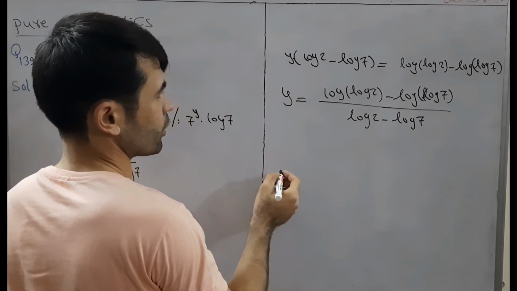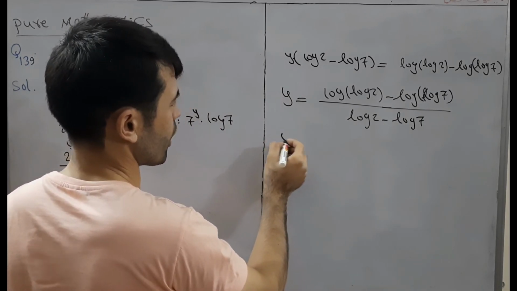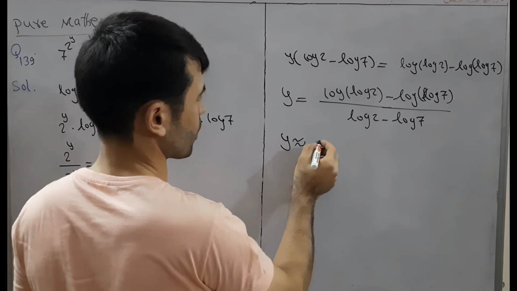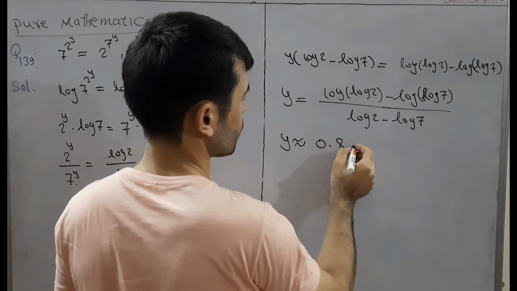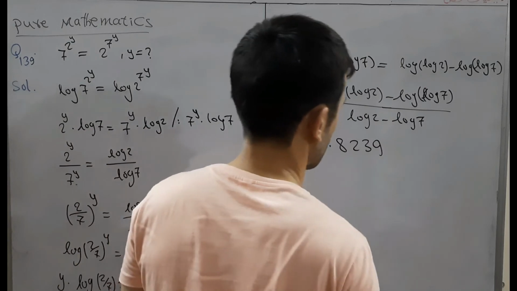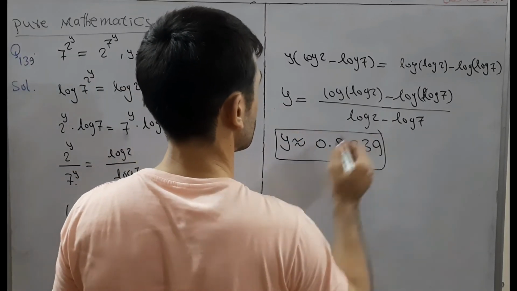By using calculator, y approximately is equal to 0.8239. It is the value of y.